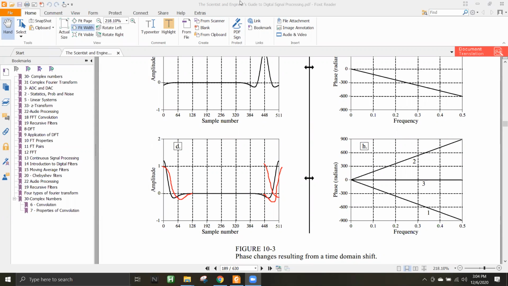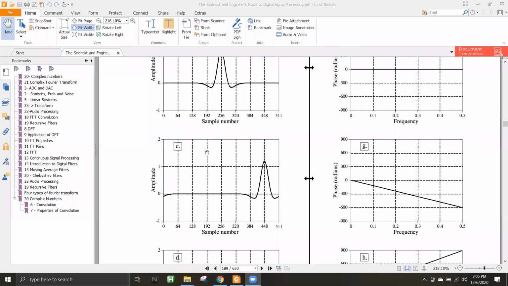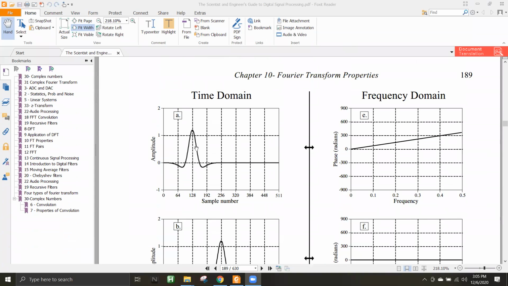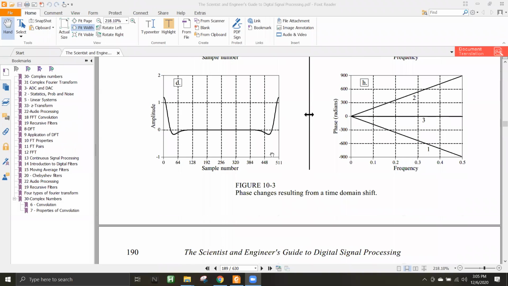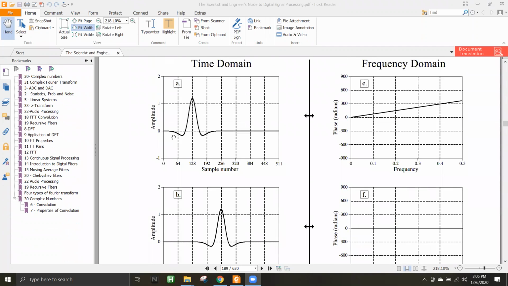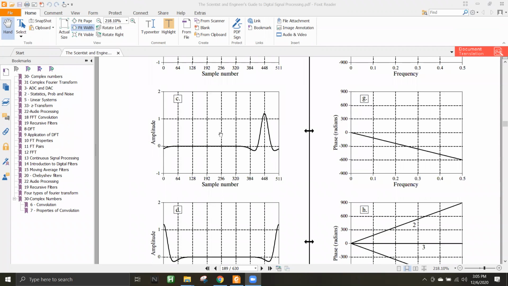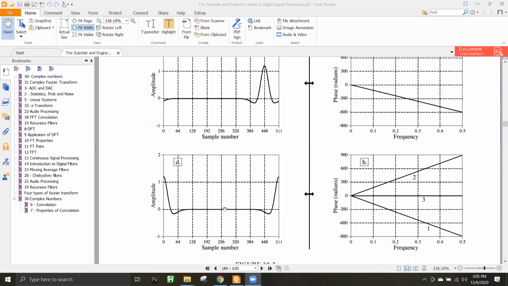Also, there is another way we can get D, not from B, but from A. If you shift A to the left, this part would come here, and this part would reappear here. So this is how you can get D from A. That one is equivalent to a left shift. And it seems that it is also equivalent to a right shift. So D seems like it can be obtained by right shifting, and also by left shifting.